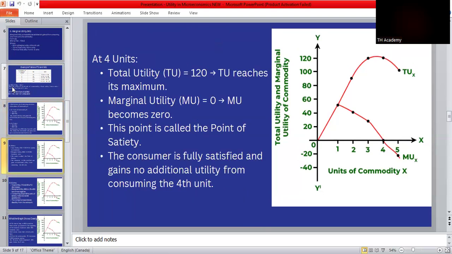Now let's look at what happens at the fourth unit of commodity X. Total utility reaches 120, which is the maximum satisfaction the consumer can get. Marginal utility becomes zero, meaning the fourth unit adds no extra satisfaction. So this point is called the point of satiety. It's the moment when the consumer is fully satisfied. So eating more beyond this point won't make them any happier. In fact, it could reduce satisfaction, as we will see in the next slide.